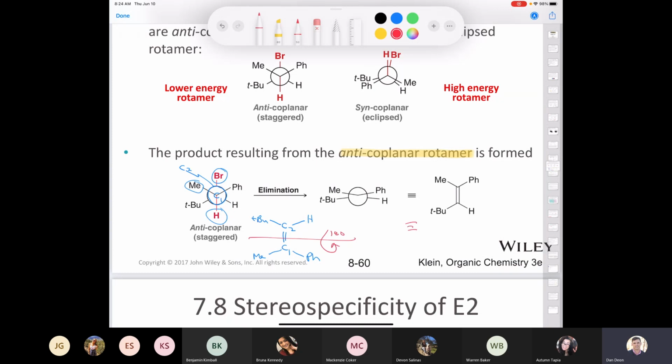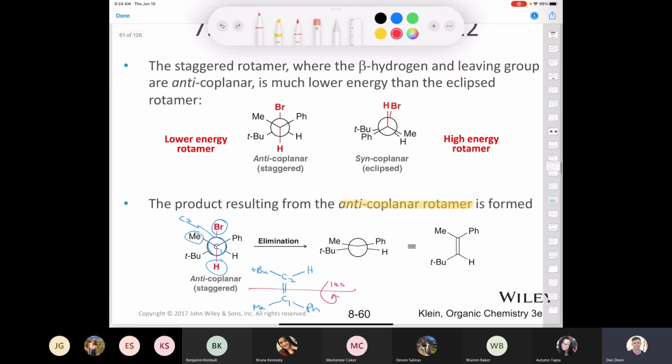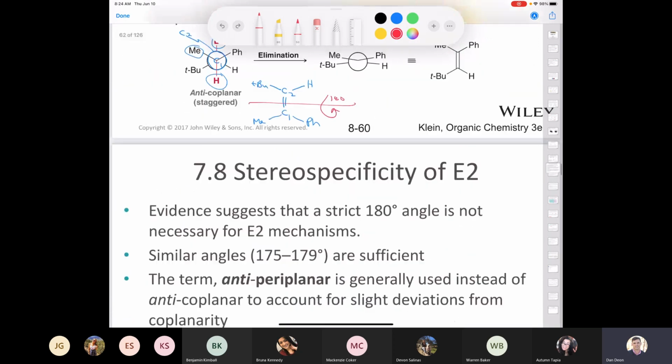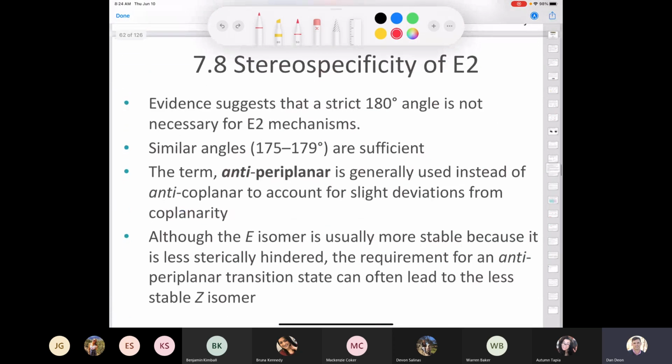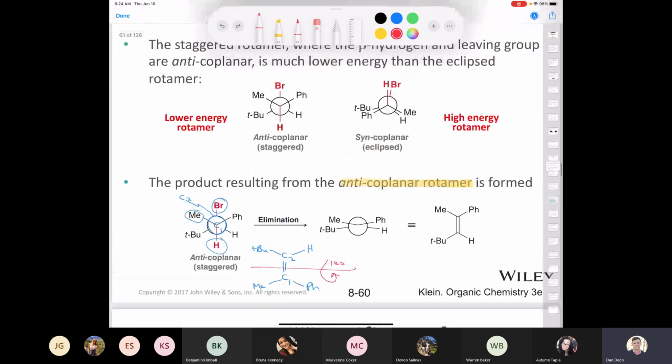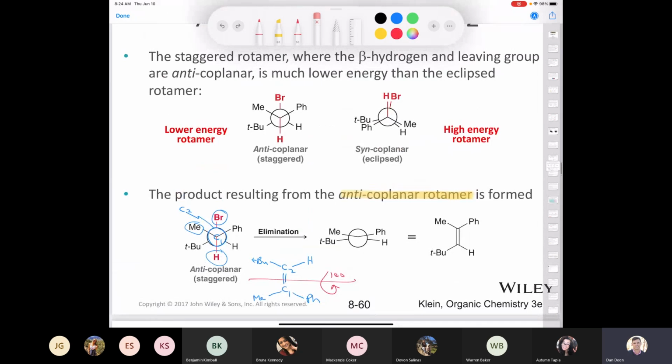It's the same thing. Okay, so that is how you recognize, or determine, whether you get the E or the Z product. So again, it's got to be anti-coplanar. Now let me talk about this a little more. The whole thing about having a 180-degree angle is actually not perfectly required for an E2 mechanism. So what it means is this.